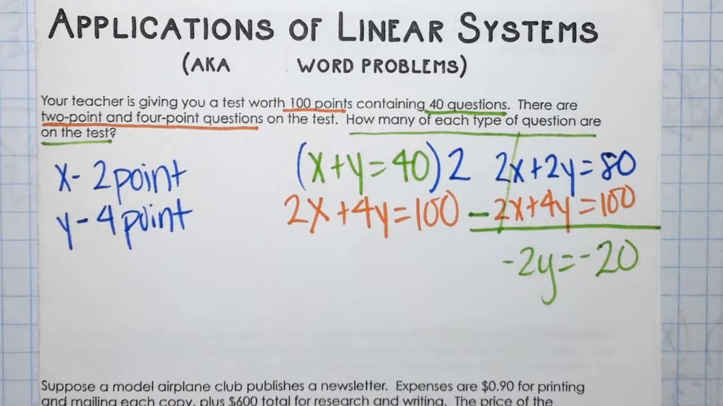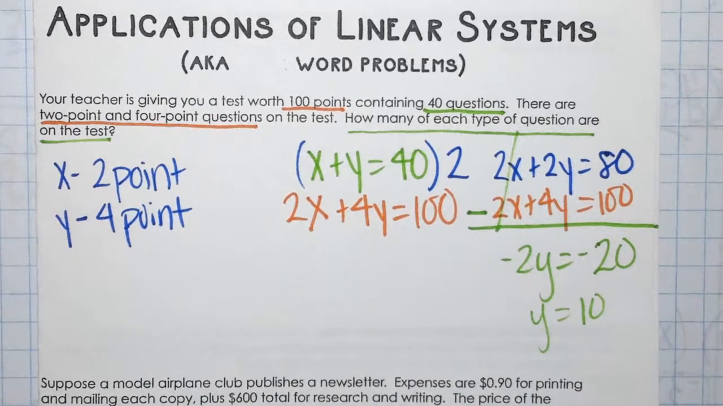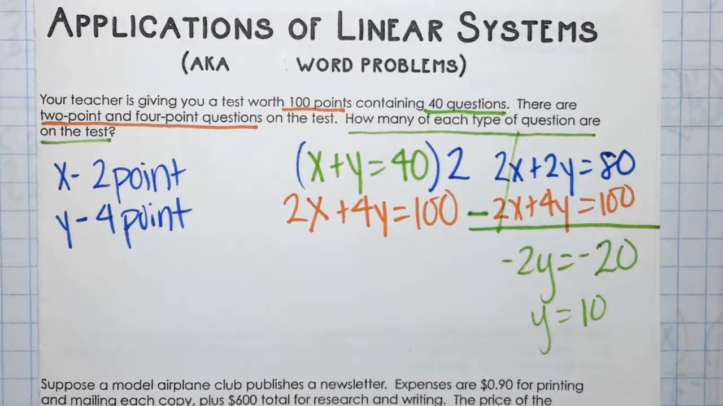How did you get positive 10, Reggie? Negative 2 on both sides. Take a point. You did. All right, now I have a question. How do we find x? Paris. You put y, 10, into y.